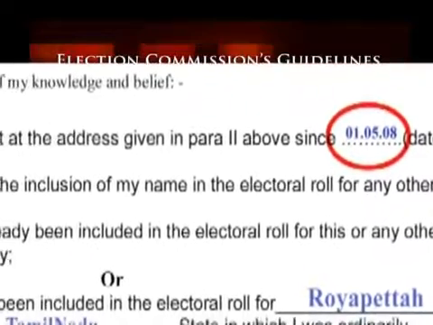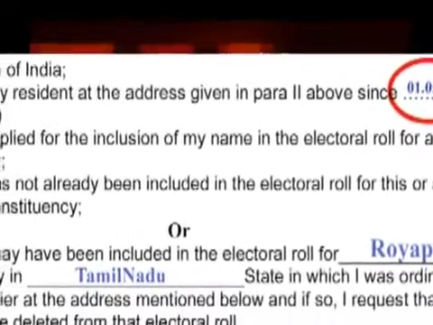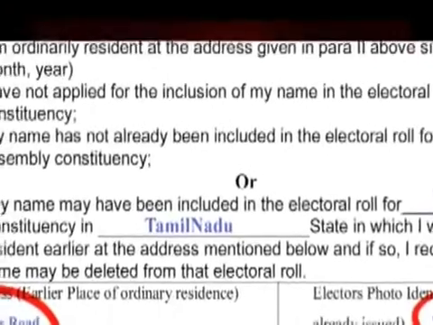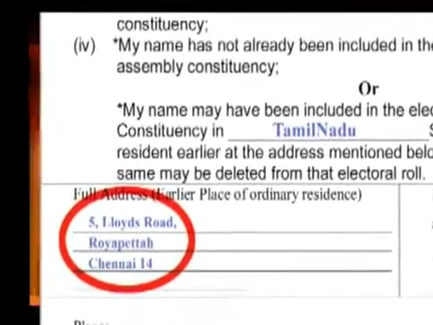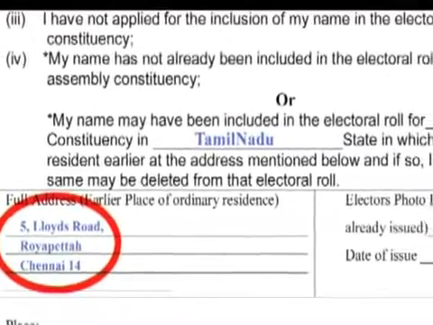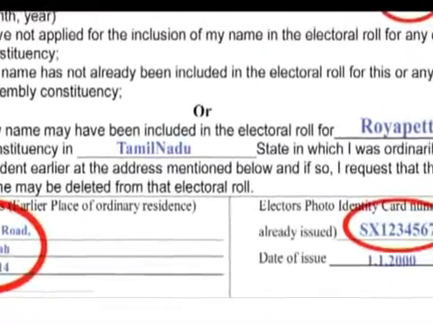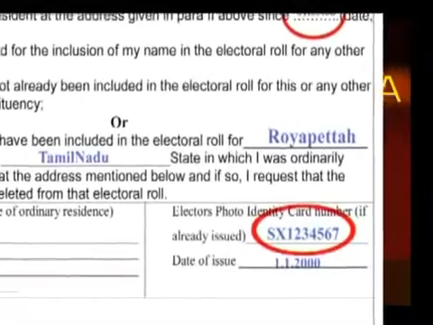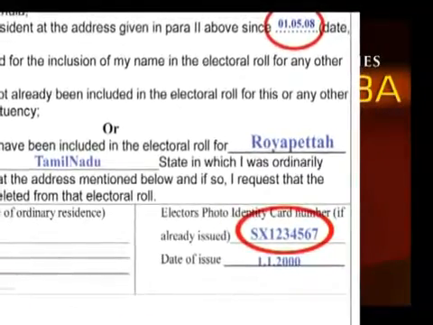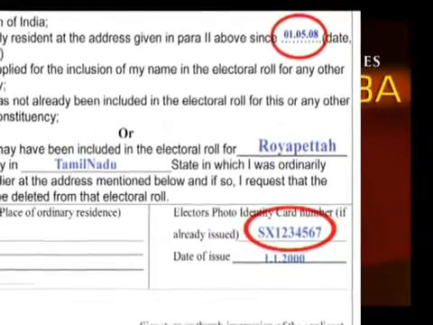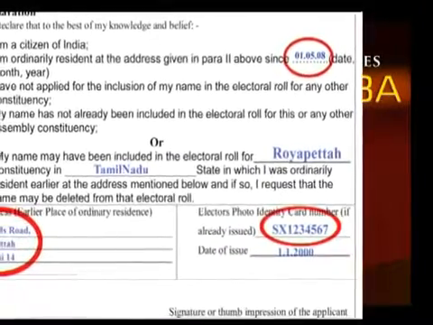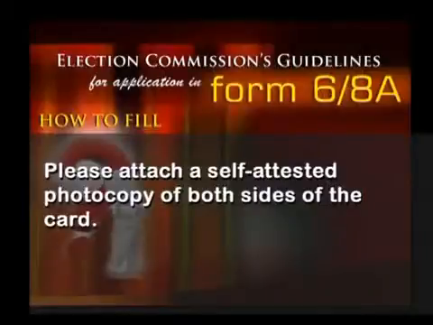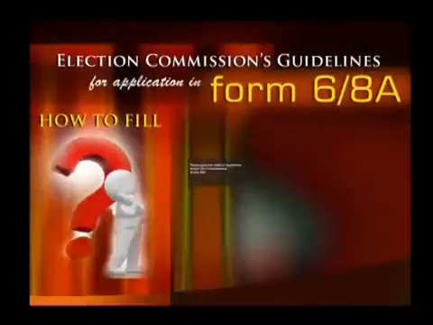If your name is already included in the electoral roll of any other constituency, please write legibly the full previous address with PIN code. If you already have been issued with a photo identity card by the Election Commission, please mention the card number printed on the front side and date of issue printed on the back side of the card in the space provided. Please attach a self-attested photocopy of both sides of the card.